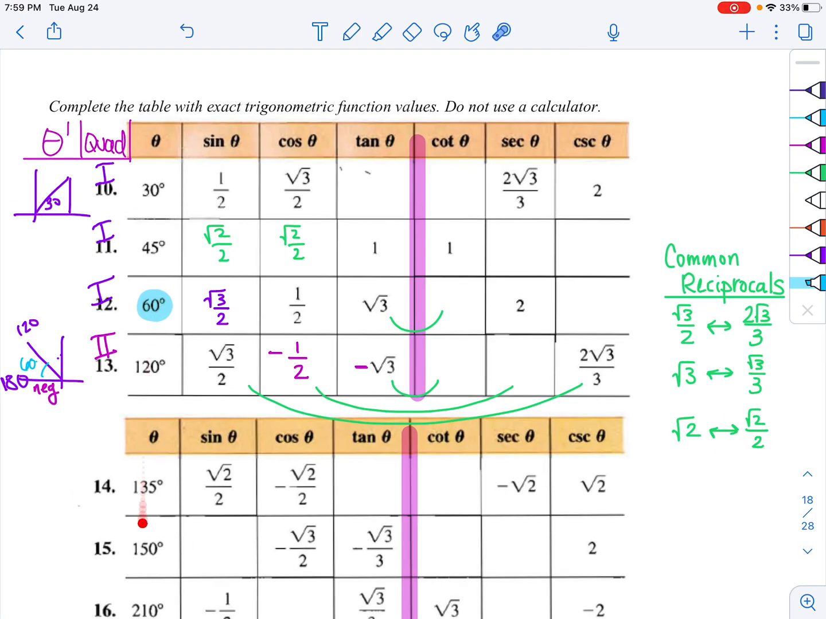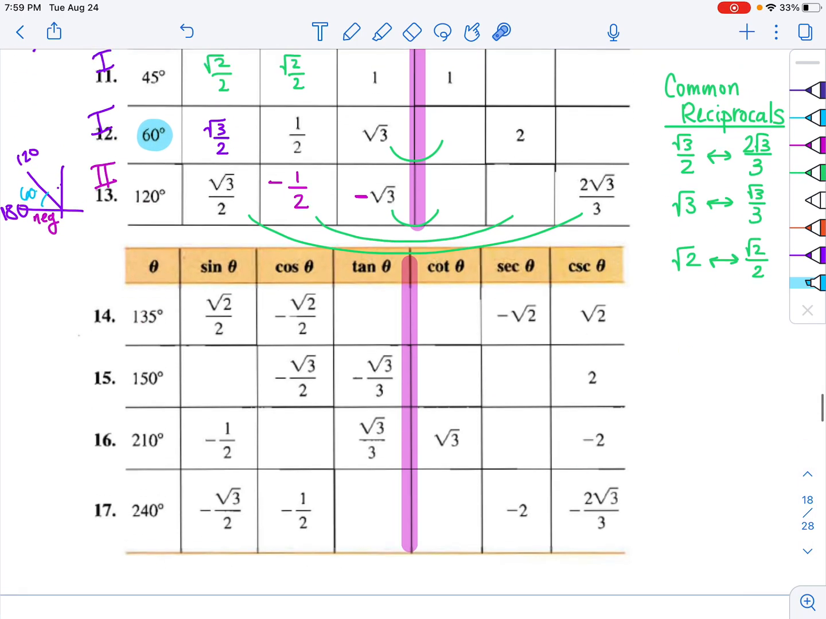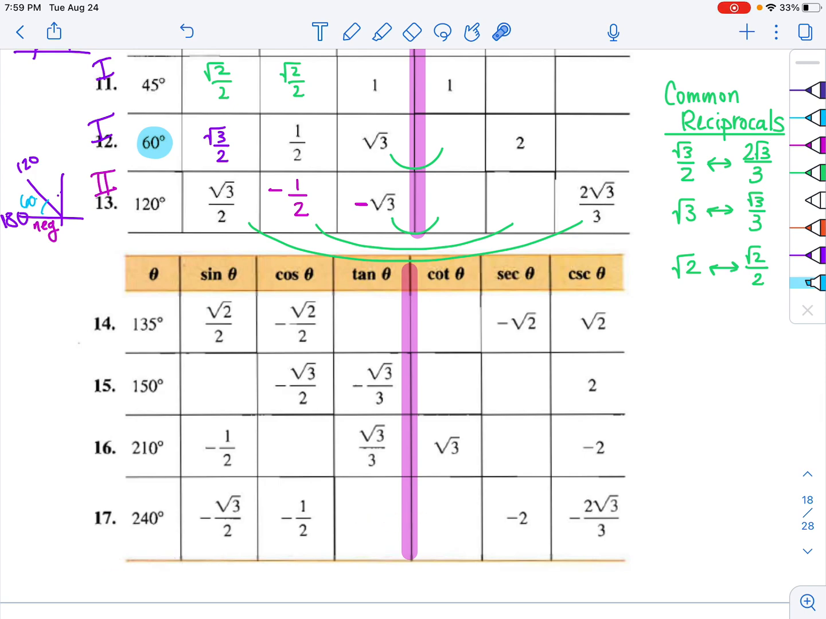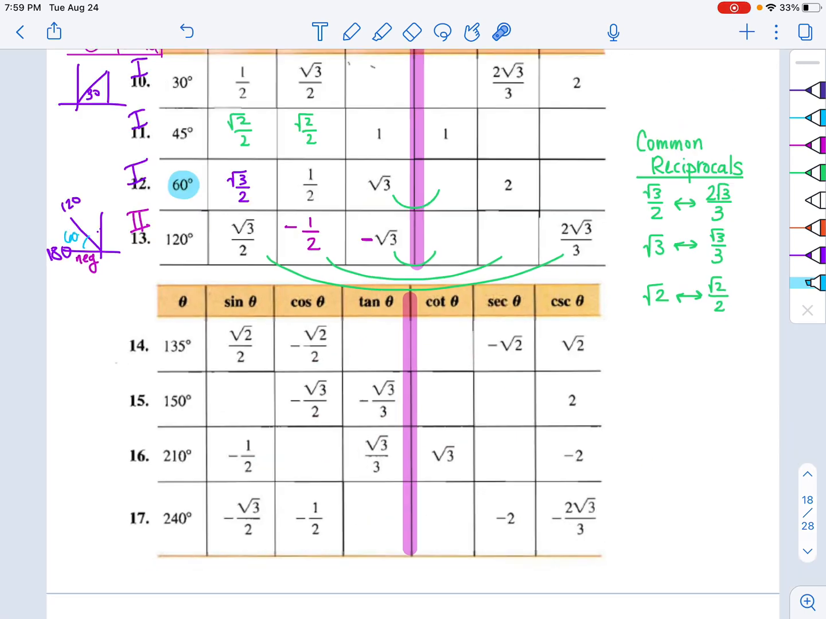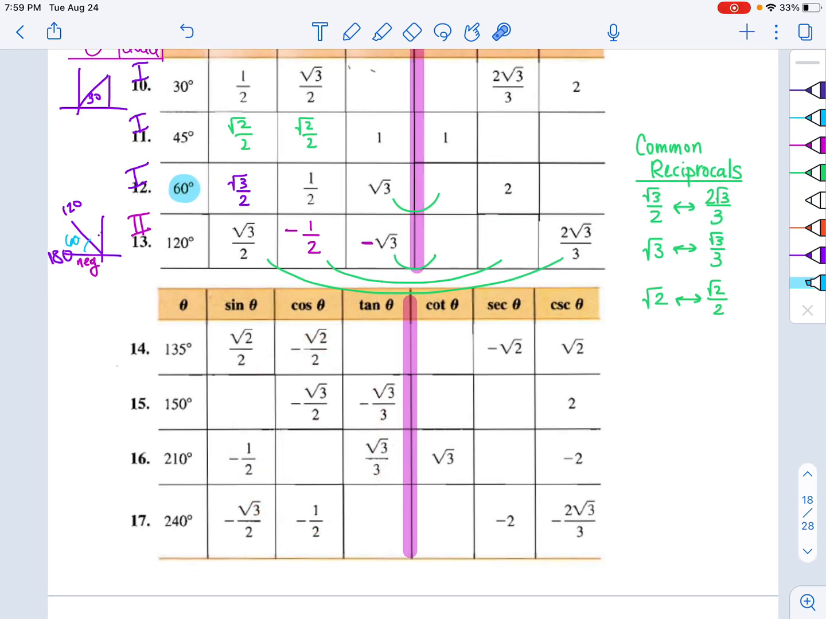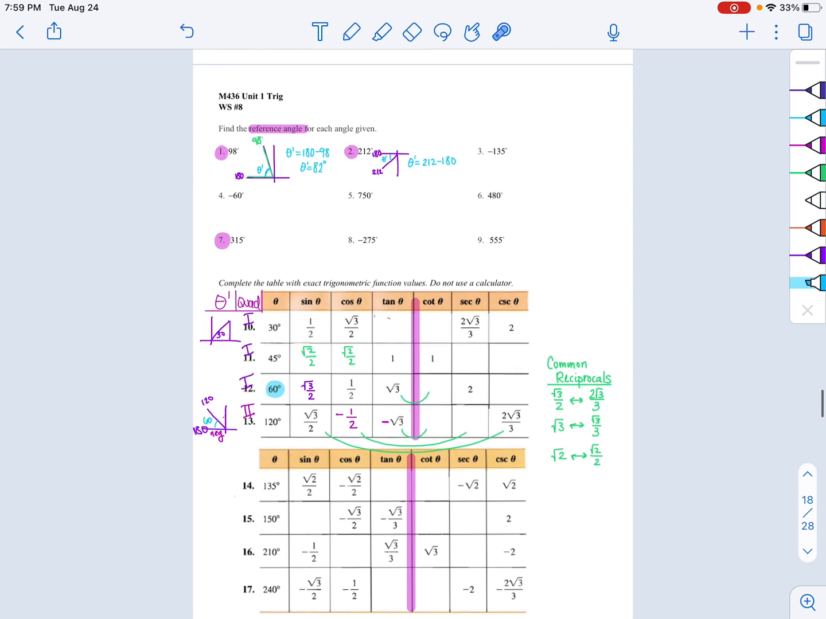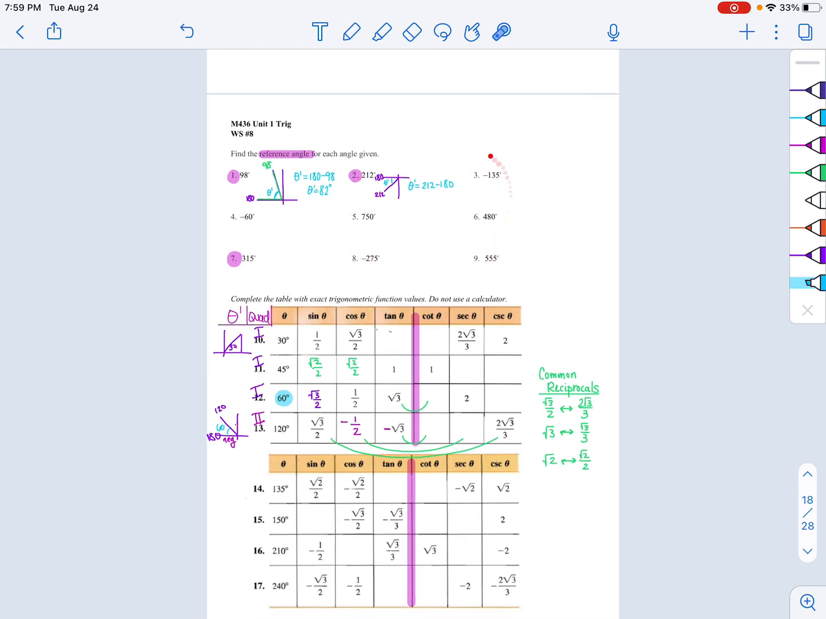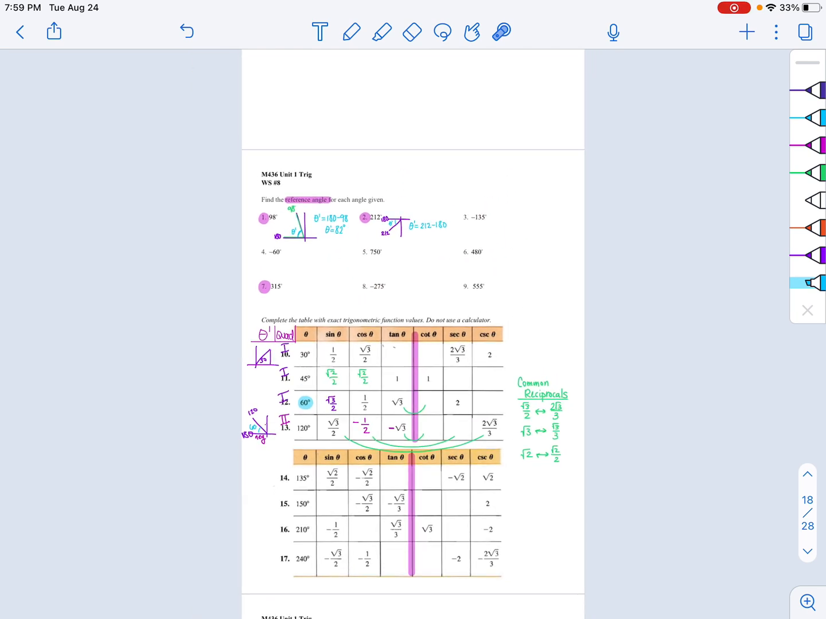But try these out through 17. Fill out the chart. Find sine, cosine, and tangent first, and then just realize these guys are just reciprocals, right? And use these common reciprocals to help you. All right, so do your best on the worksheet. I'll be back tomorrow to finish up these guys up here and answer any and all questions.